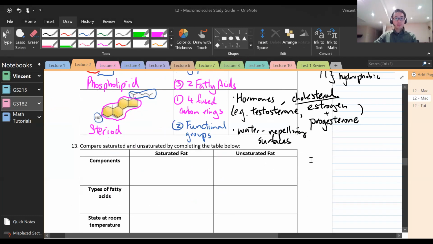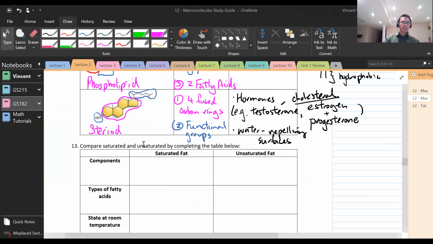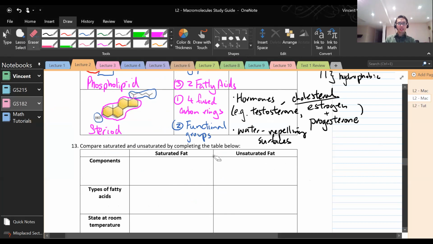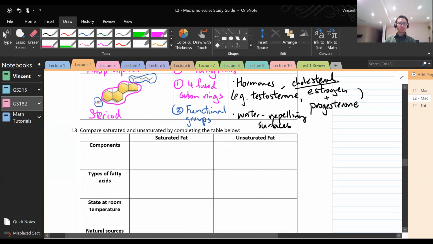Hello again, and we will continue. Next question, number 13. Compare saturated and unsaturated fat by completing the following table.